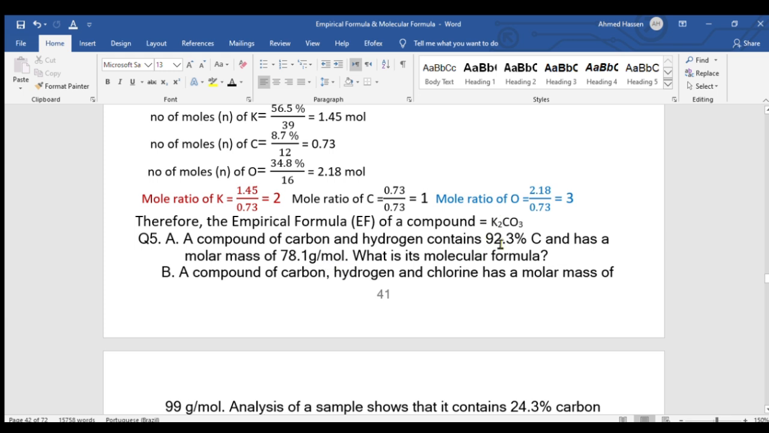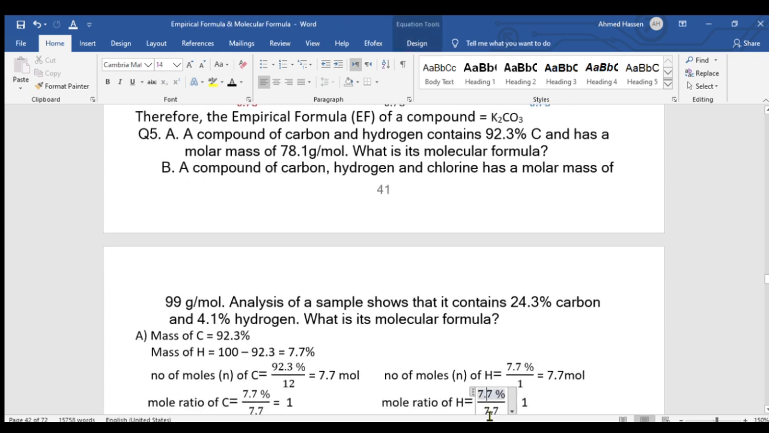First of all, the compound is composed of carbon and hydrogen, containing carbon percentage 92.3 and hydrogen percentage equal to 100 minus this value, which gives us the percentage of the hydrogen. Therefore, the mass percentage of hydrogen is equal to 100 minus 92.3, which is equal to 7.7%.